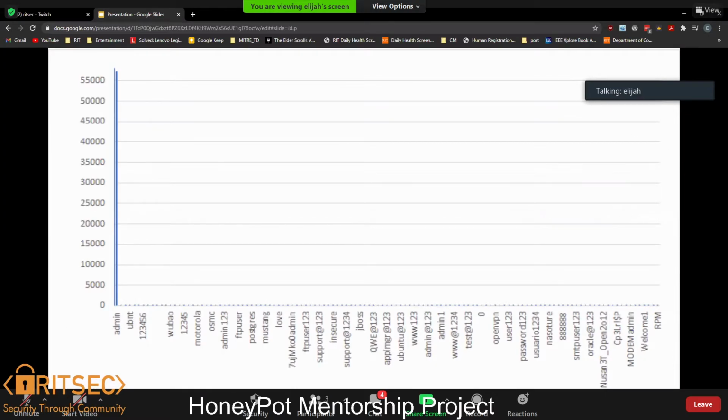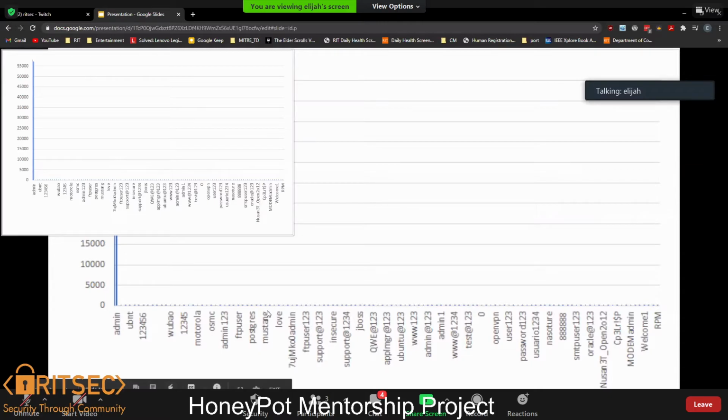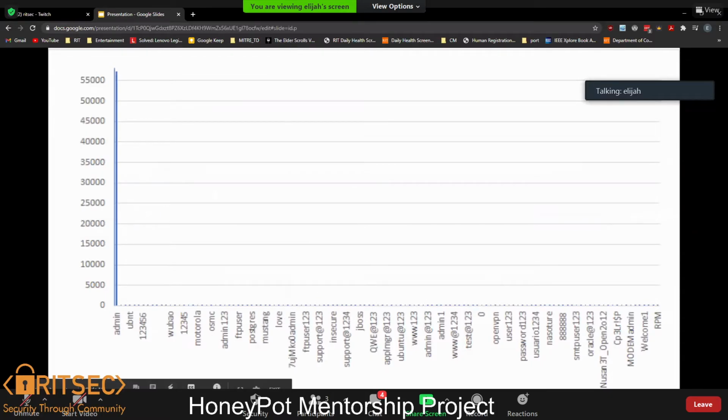Once again, the top result is still significantly more popular than the rest. The other ones are almost deemed insignificant by the graph. I do want to note, if you notice in the middle here, it says love. That was me testing out the initial setup, to see if the logging was going on correctly. But otherwise, you can see there were a lot of different types of passwords attempted.